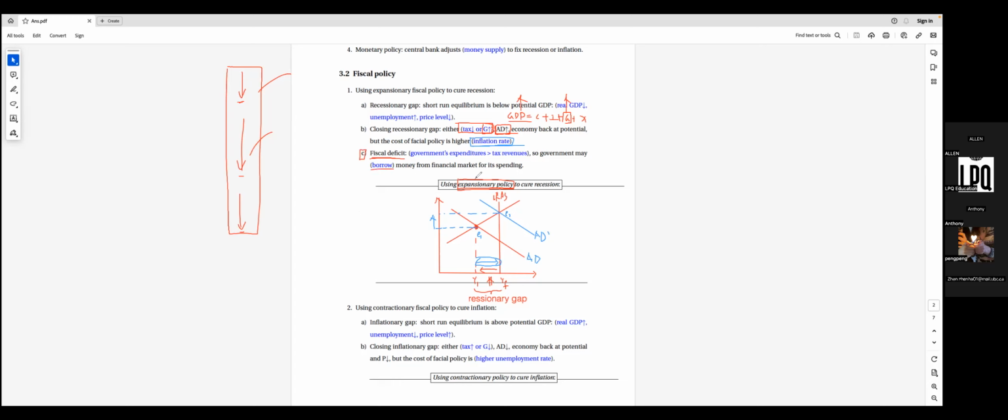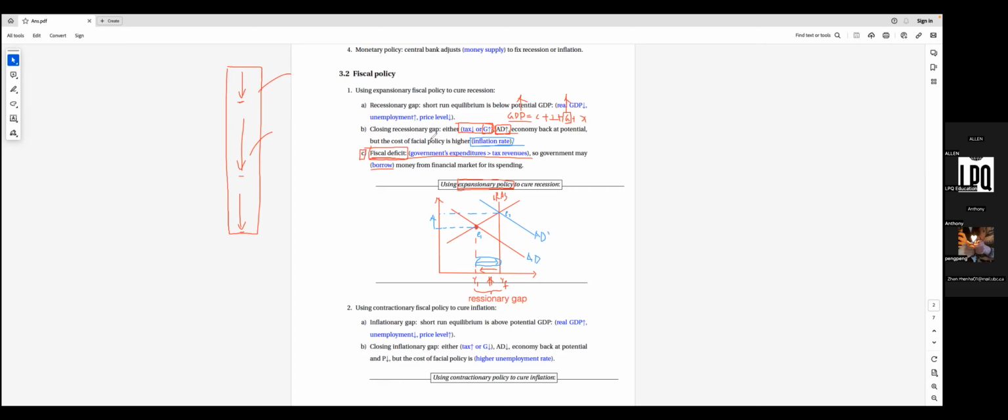As a government, you can borrow money from the financial market. We will discuss how government borrowing really affects the financial market, but perhaps in next week's topic. At this point in time, just remember this term.